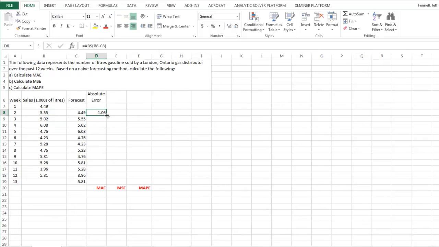And because I used cell references, I can copy and paste that formula down all the way to week 12, which again is the last place where I have actual and predicted sales. For week 13, we only have predicted sales.